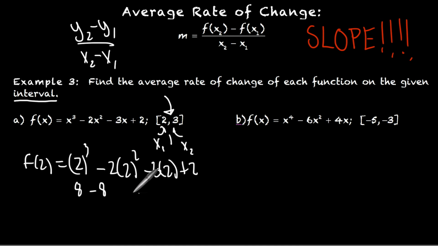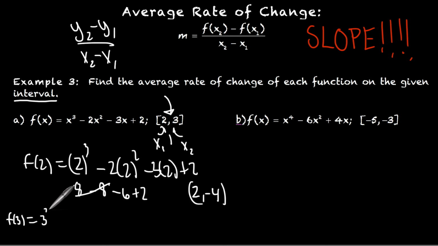And then we have negative 6 and plus 2. 8 minus 8 is 0. Negative 6 plus 2 is negative 4. So my first ordered pair is 2, negative 4. All right, so let's now plug in 3. This is going to be a little messy here, but we're going to work it out.